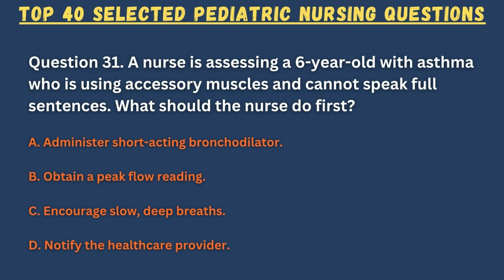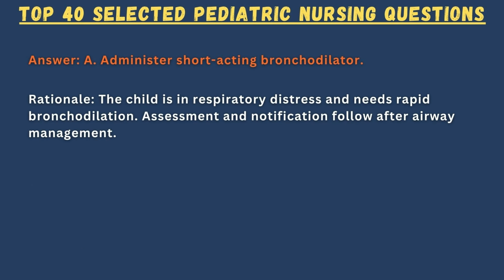Question 31. A nurse is assessing a 6-year-old with asthma who is using accessory muscles and cannot speak full sentences. What should the nurse do first? A. Administer short-acting bronchodilator. B. Obtain a peak flow reading. C. Encourage slow, deep breaths. D. Notify the healthcare provider. Answer. A. Administer short-acting bronchodilator. Rationale. The child is in respiratory distress and needs rapid bronchodilation. Assessment and notification follow after airway management.